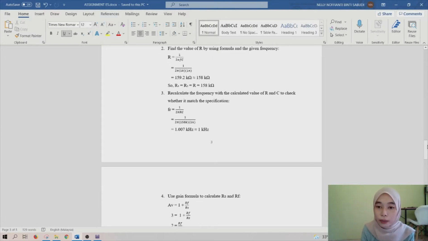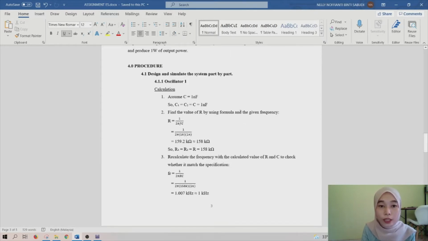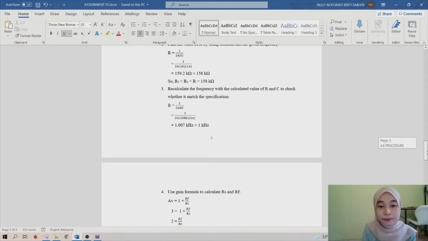If you want to double check whether you get the original frequency, you can substitute your resistor and capacitor into this formula again and you get 1 kilohertz for the frequency. That means you can use these values of capacitor and resistor to design the circuit later.